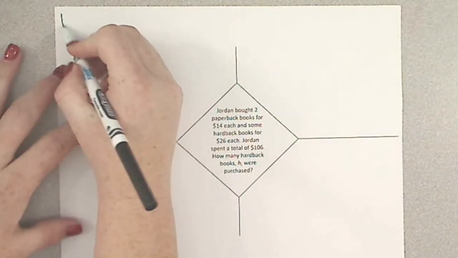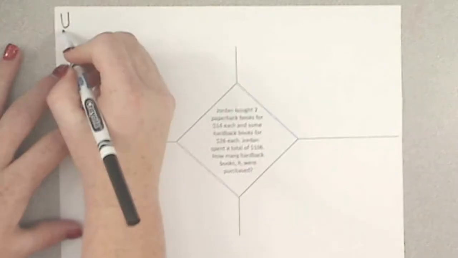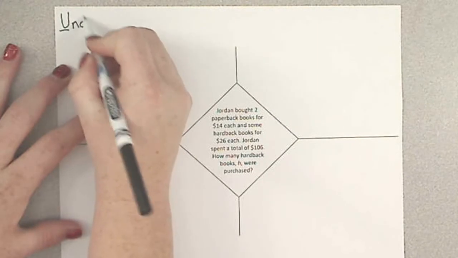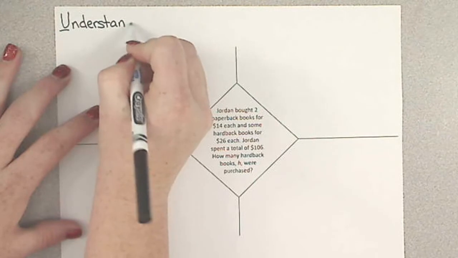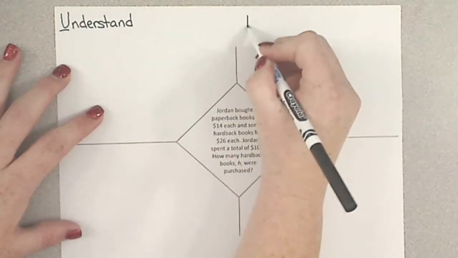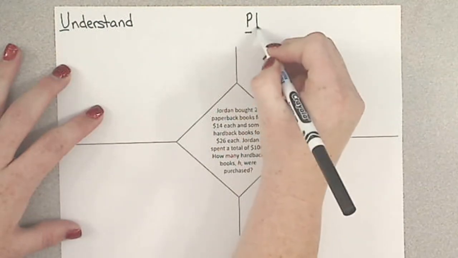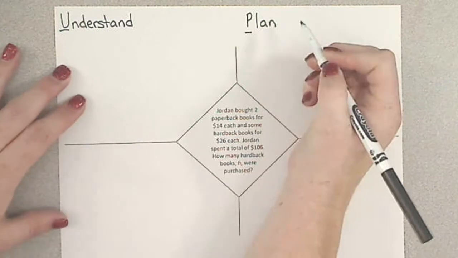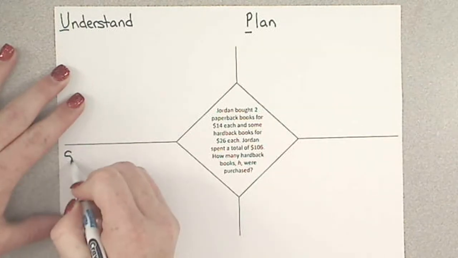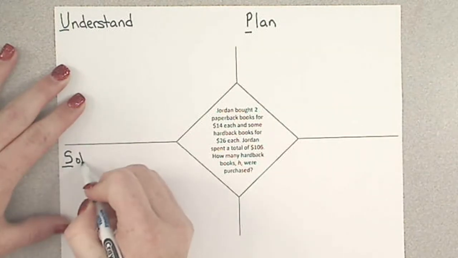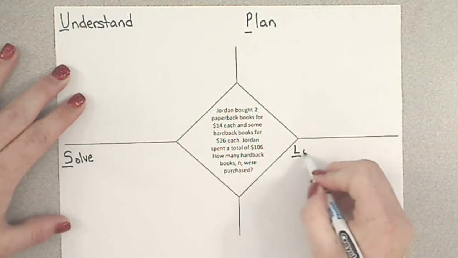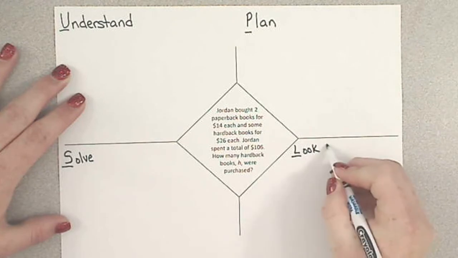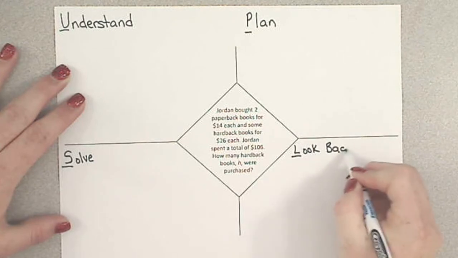So the U stands for understand. The P stands for plan. The S stands for solve. And the L stands for look back. Okay.